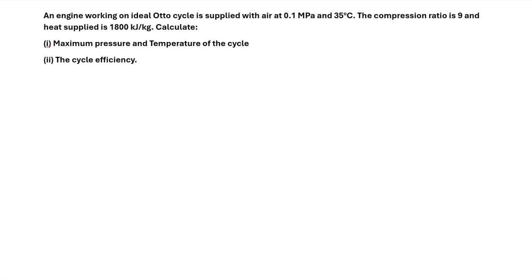So now we will solve this question based on the Otto cycle, where we have been given the initial condition, the compression ratio and the heat supply. And here we have to find the maximum pressure and temperature and the cycle efficiency. So if you draw the ideal Otto cycle diagram, you have something like this, where 1, 2, 3, 4 are the points and 1-2, 2-3, 3-4 and 4-1 are the processes.